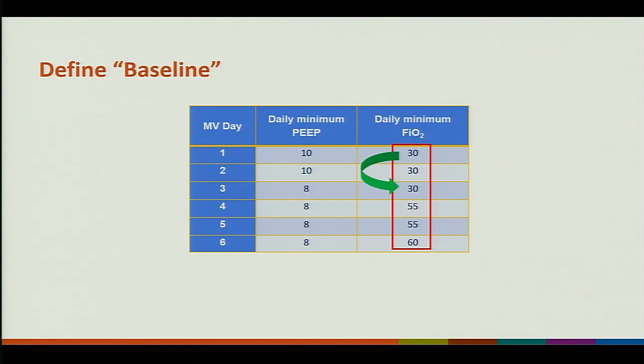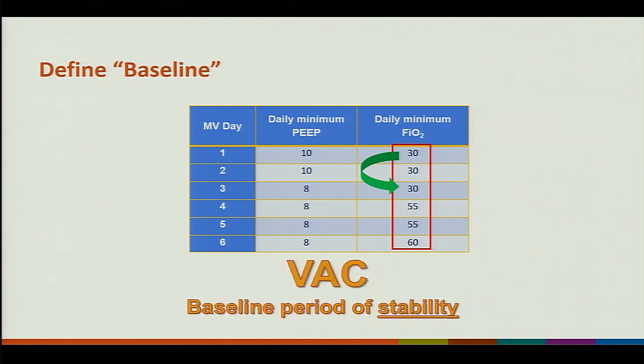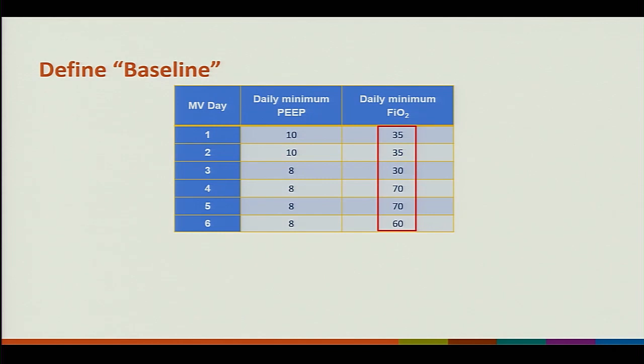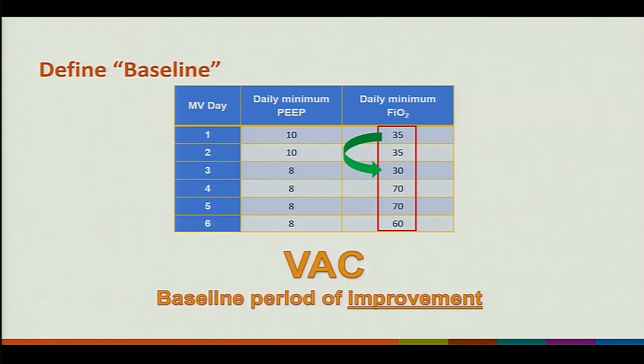All right, so here we have values that are the same. This would meet the baseline period of stability. We have 3 consecutive days of 30 stable values. Here we have values that are decreasing, going from 35 to 35 to 30. This would be a baseline period of improvement.